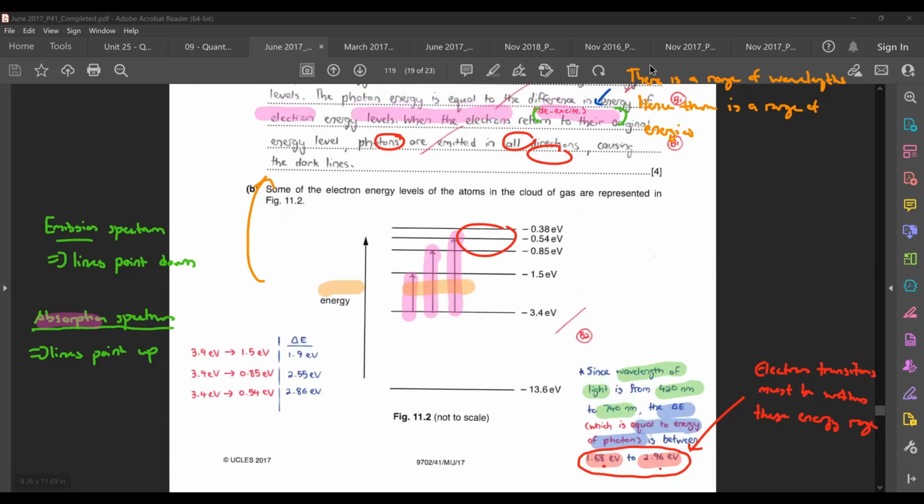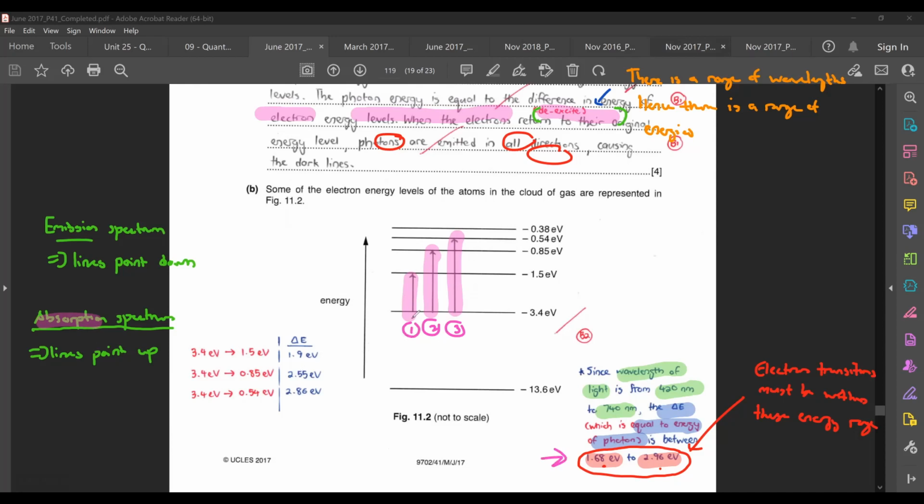So the lines that will give you an energy value within that range is actually just these three. This is 1, this is 2, this is 3. Any other transitions, if you do by trial and error, are actually not within this given range that you have here. They're either below it or above it.